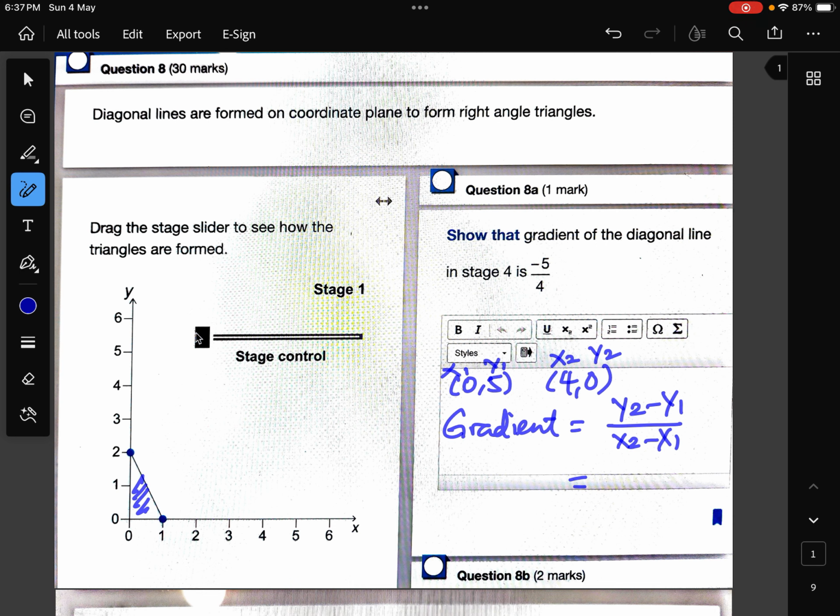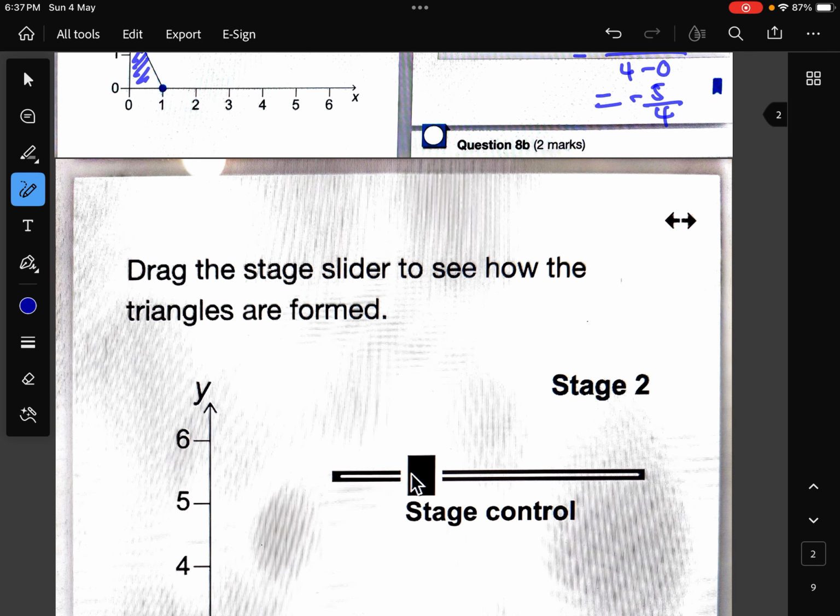So I'm just going to substitute the numbers into the formula. You're going to get 0 minus 5 over 4 minus 0. That should give me -5/4, which is generally what the question wants. Okay, so that's the first question.